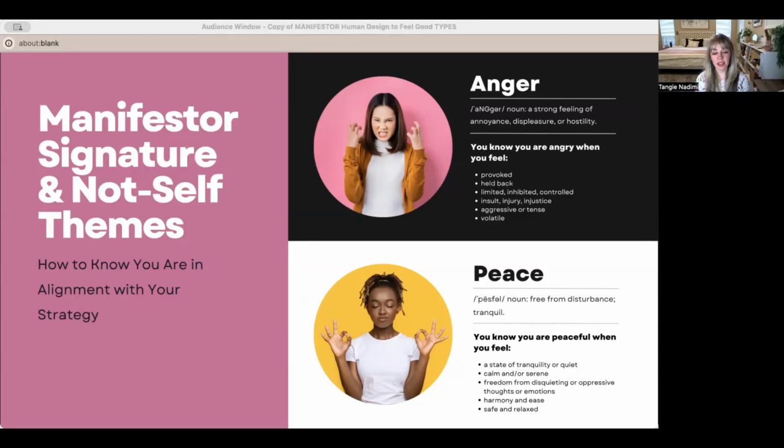That means your body is wanting to create an impulse, but you're feeling for some reason that you cannot. It means that you're wanting to initiate and you have 200% energy to do it, but something is standing in your way. The signature theme for a manifestor is peace, which means free from disturbance, tranquil. You'll know you're peaceful when you have a state of tranquility or quiet, calm or serene, freedom from disquieting or oppressive thoughts or emotions, harmony and ease, safe and relaxed.